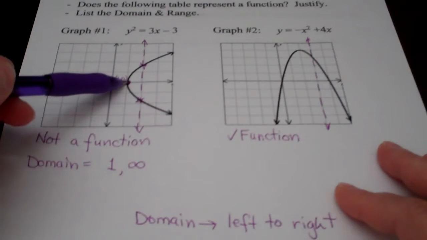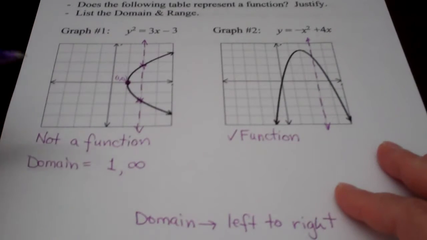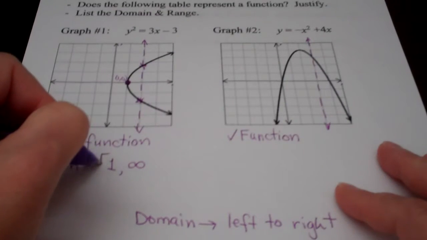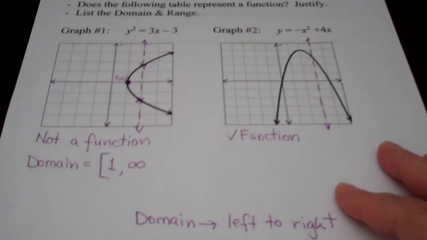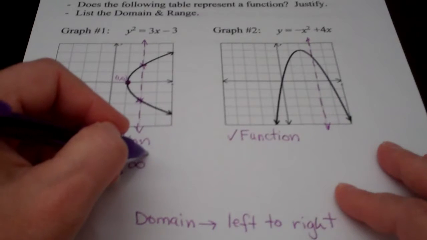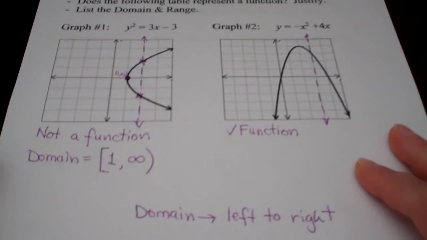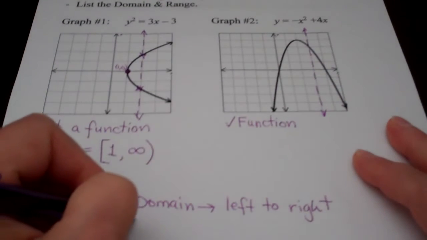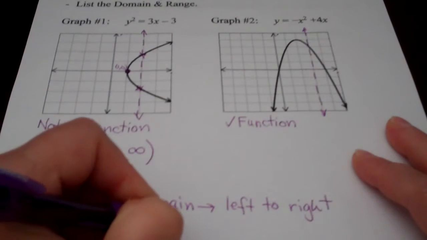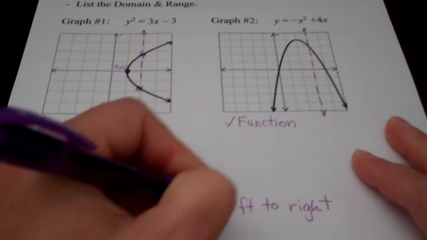Now this graph includes this point. That's the leftmost point. So we're going to use the square bracket to show that the 1 is included. And I think we've said that the infinity always gets the round parentheses since it's not really a number. It's kind of more of an idea. Okay, so that's the domain. The range is the y values, and the y values are vertical, so they go from bottom to top.